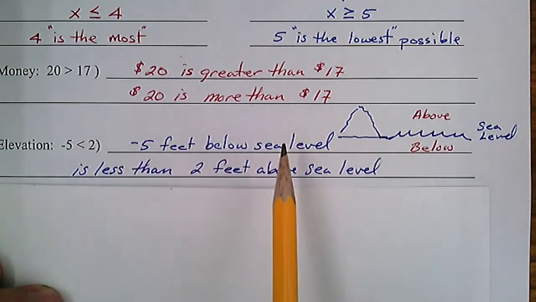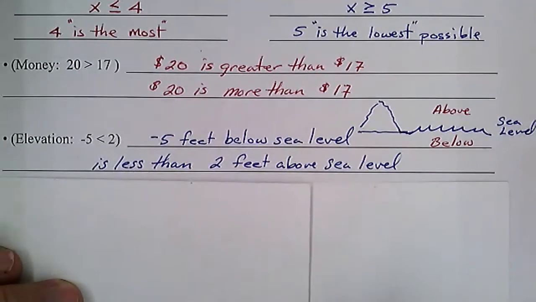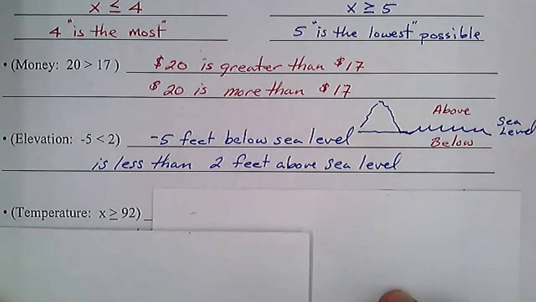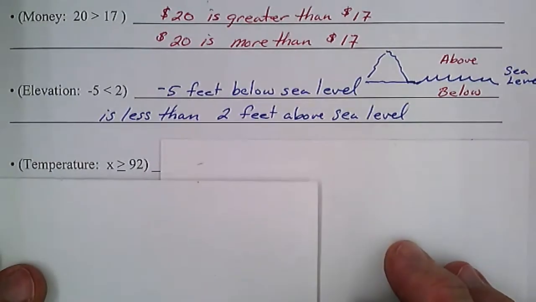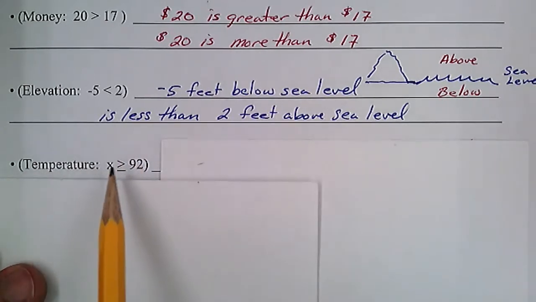-5 feet below sea level is less than 2 feet above sea level. Okay. All right, a couple more examples. Temperature. We've had some hot days lately. This week has kind of cooled off. Okay, so here's temperature. So now I have a variable.